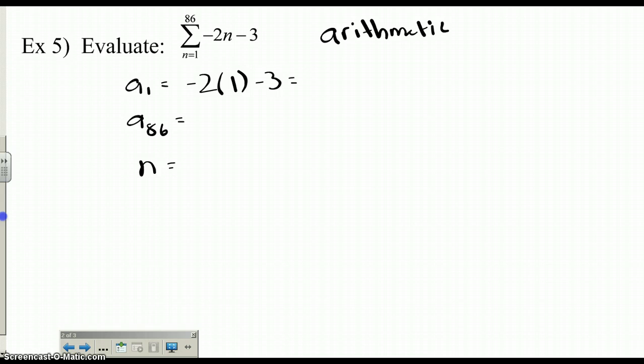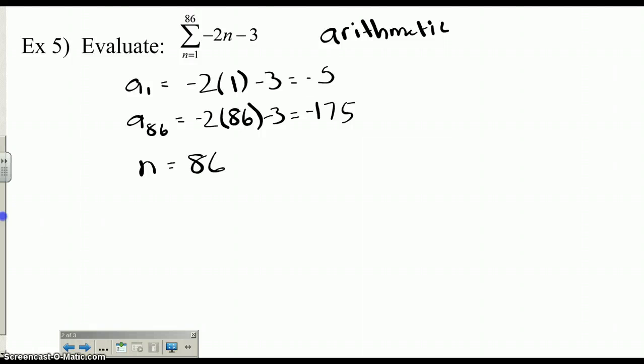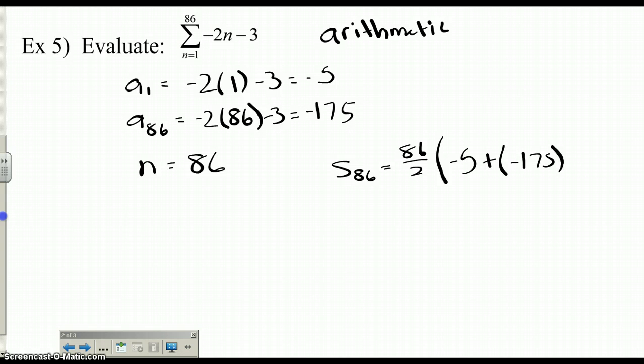Plug 1 in for n. You get negative 5. The 86th term, or the last term, plug 86 in for n, and you get negative 175. And the number of terms, take the top, subtract the bottom, 86 minus 1, and then add 1, so 86. And now we can plug it in. The sum of those 86 numbers is 86 over 2, times negative 5 plus negative 175. So if you do that calculation, you should get negative 7,740.